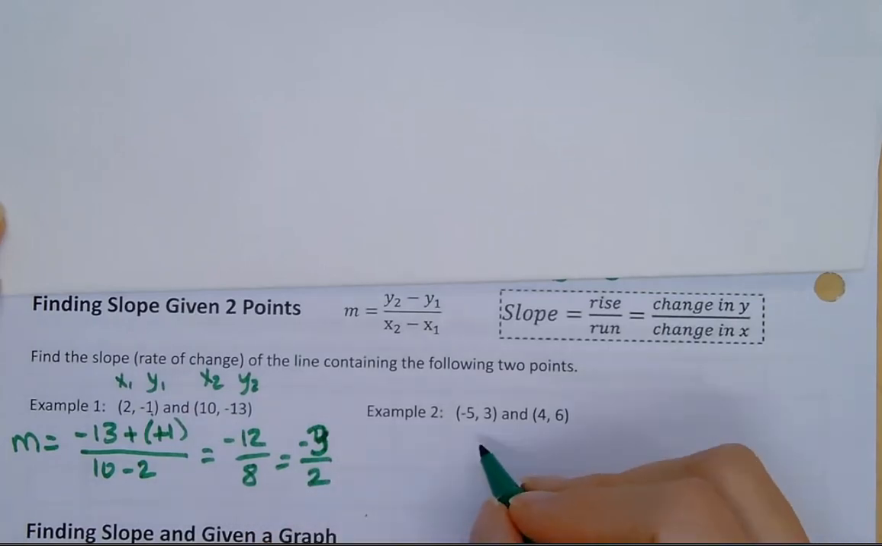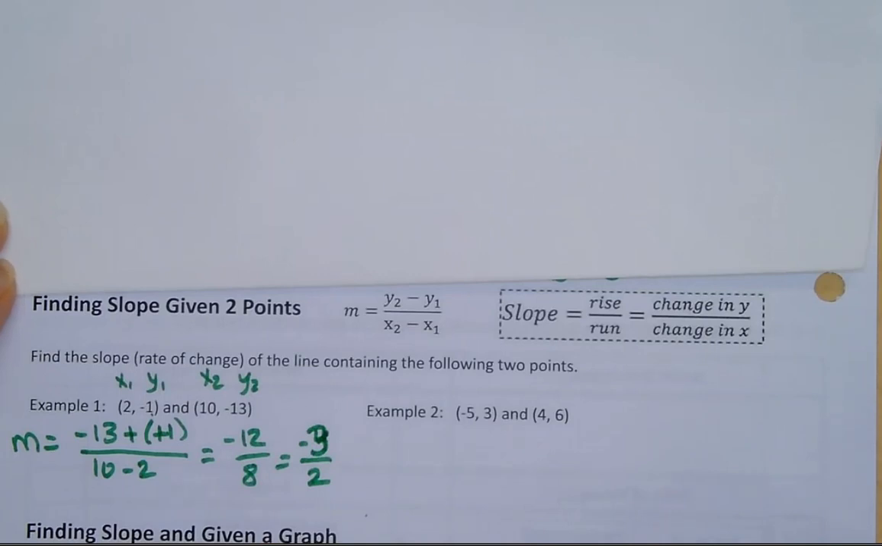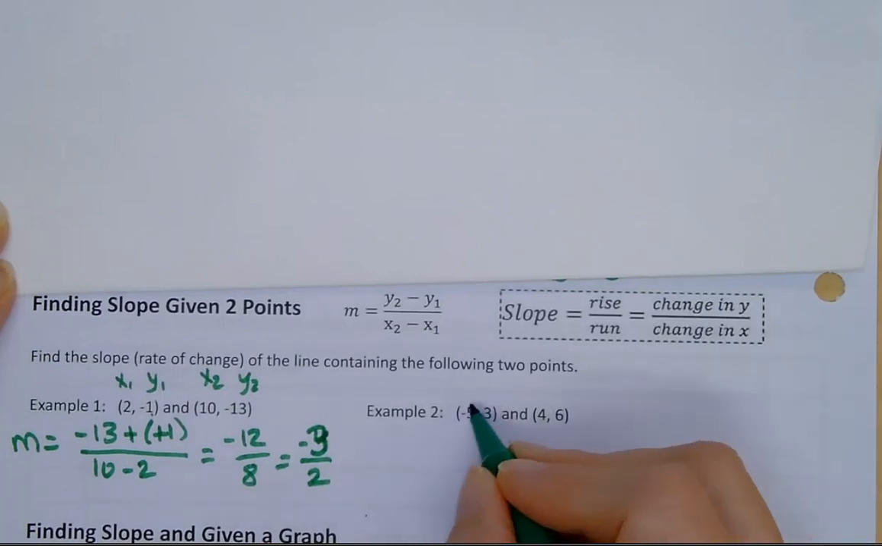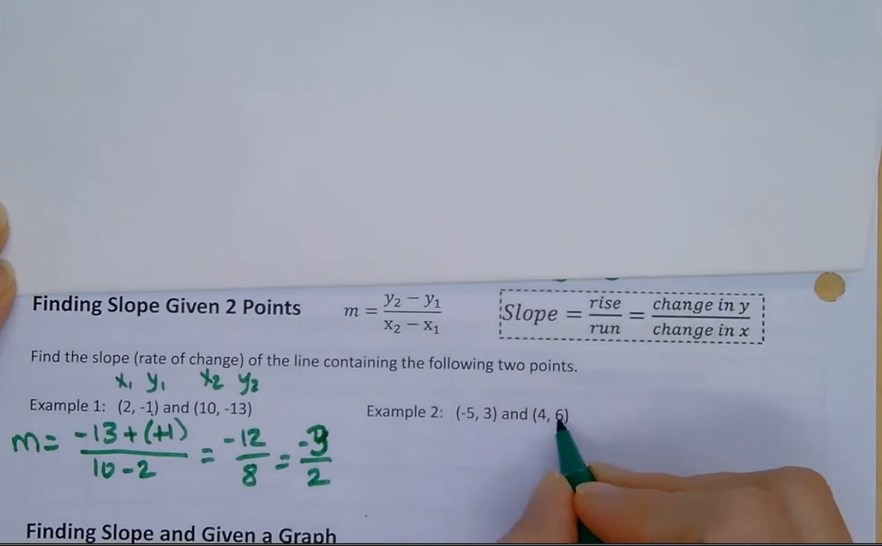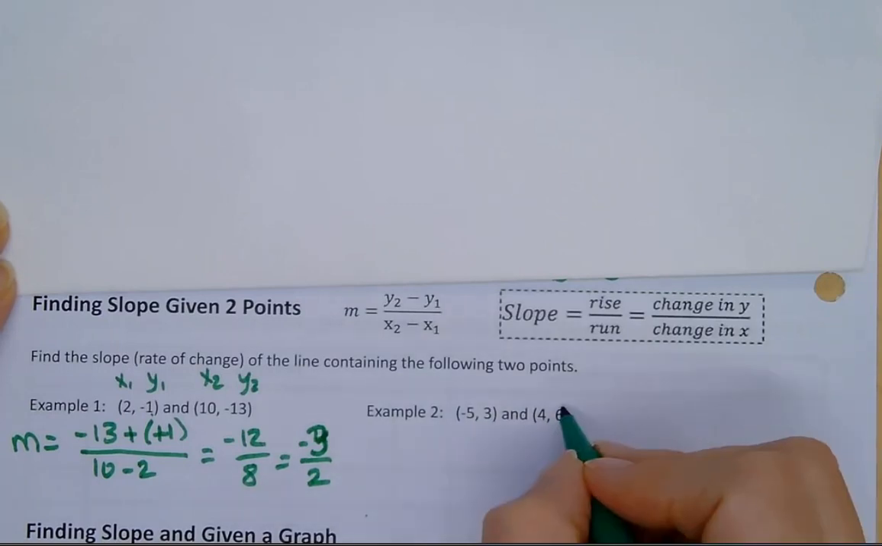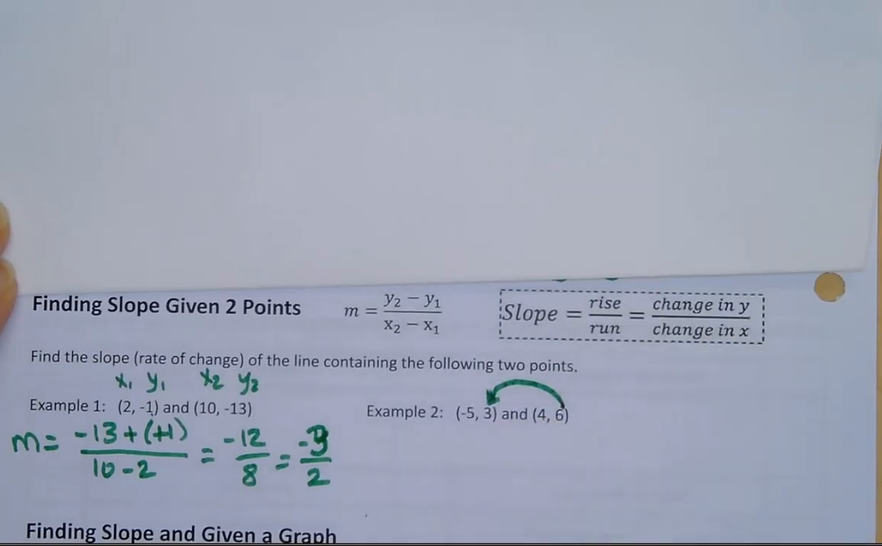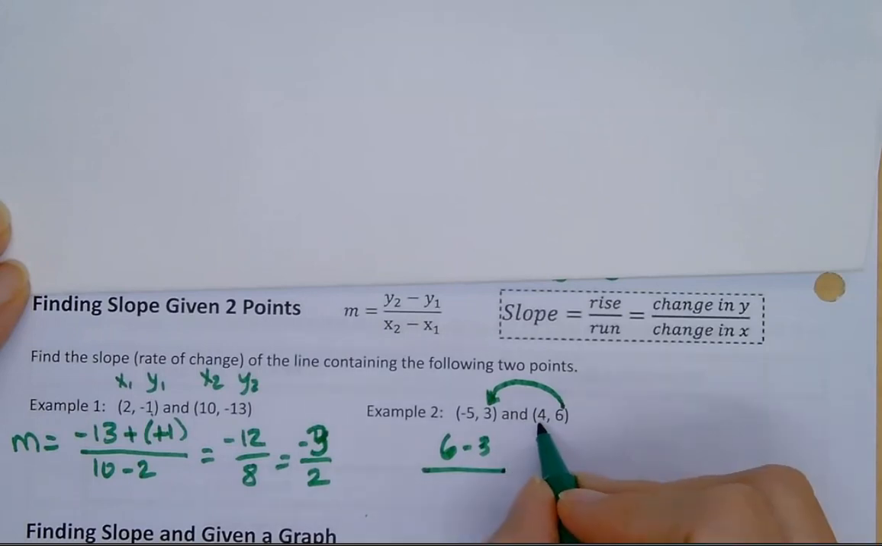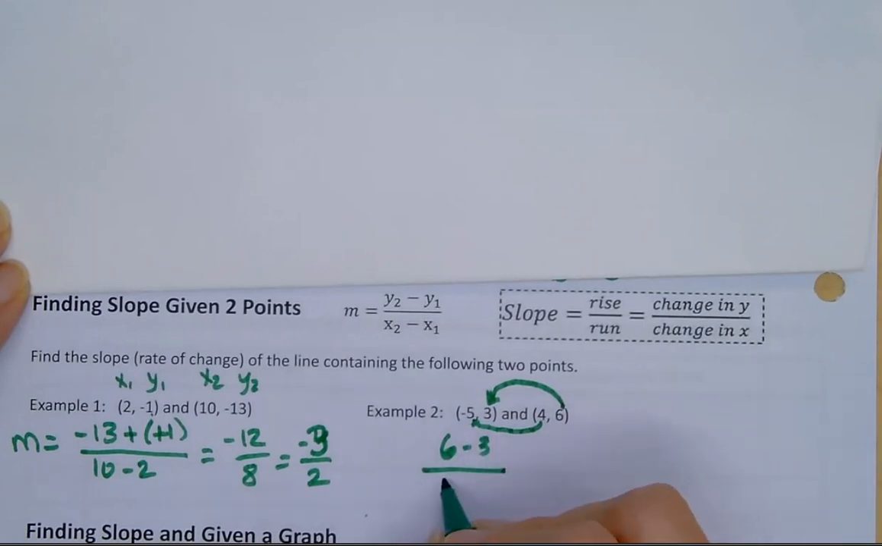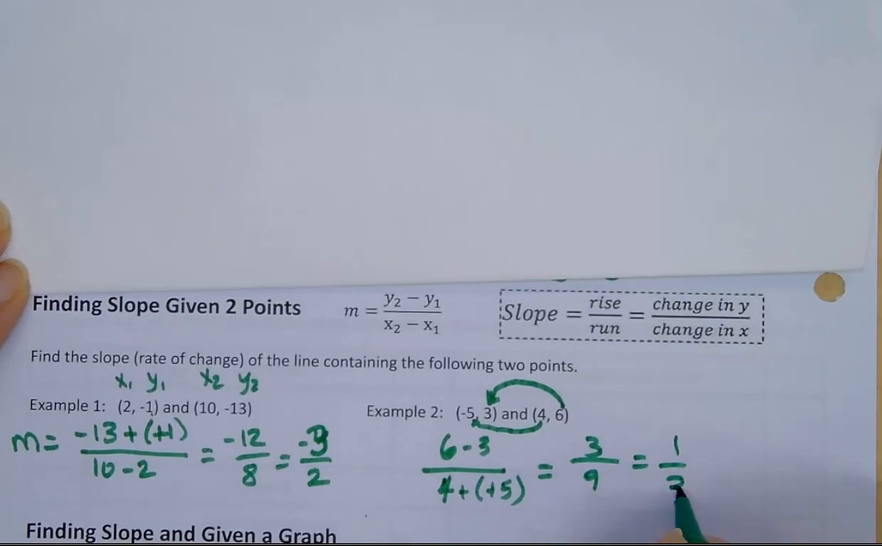All right, example 2. I'm going to do the same exact math, but write it a little bit differently. This is my point 1, and this is my point 2. So this is y sub 2, this 6. I'm going to say y sub 2 minus y sub 1. I want that in the numerator, so I'm using my rainbow arrow up top. Now I'm going to write 6 minus 3. That's all over the change in x, so I'm going to go 4 minus negative 5. That goes in the denominator, so my arrow's below. 4 minus negative 5. This equals 3 over 9, which is the same as 1/3.